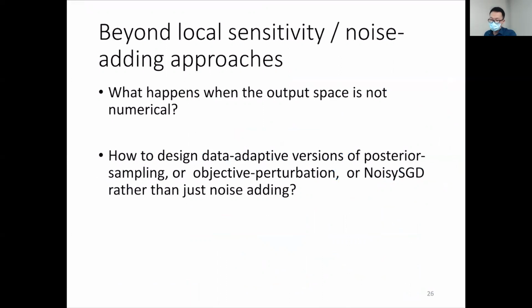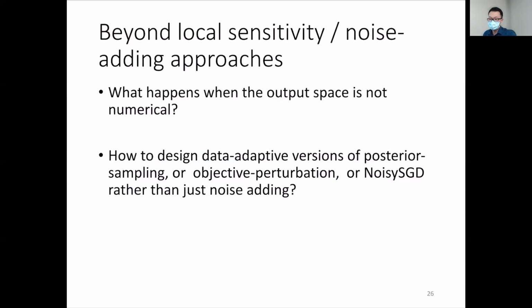We didn't get to talk about the case when the output space is not numerical, which is going to be the first thing that we discuss in the next lecture. And the question is, how do we design data adaptive versions of algorithms that don't rely on noise adding? For instance, we've talked about posterior sampling, objective perturbation, and noisy stochastic gradient descent, and all these differentially private machine learning algorithms are not just simply adding noise to the output.